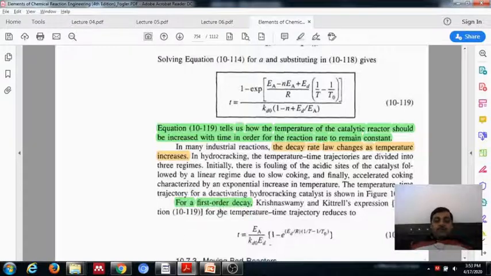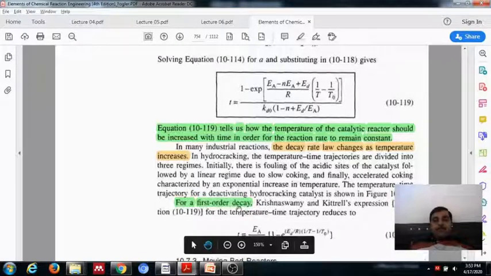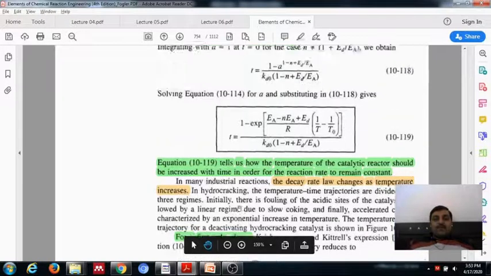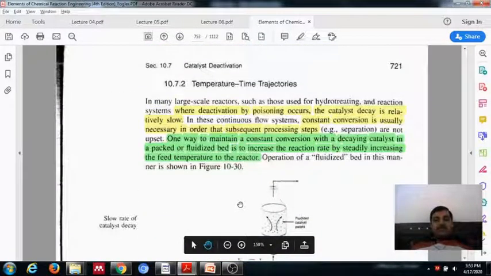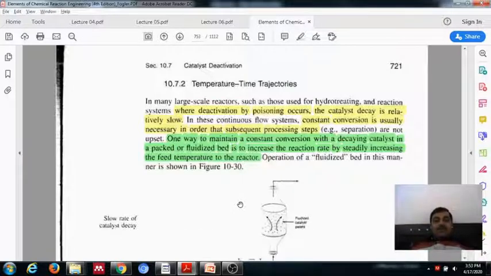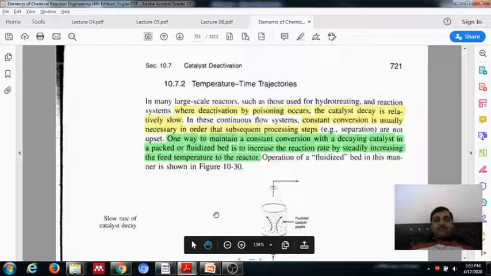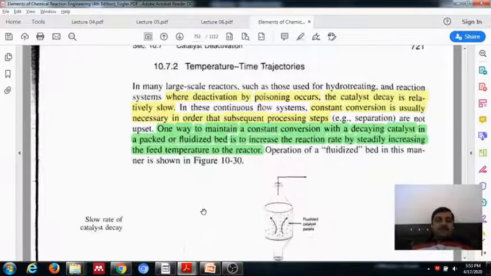So that is what we have for the day and the lecture. Keep exploring temperature time trajectories and solve this expression for yourself. So we understood the importance, when there is a slow decay, of how slight changes in the temperature can let our operation go for a longer time, and the conversion lost from deactivation can be then taken care of.